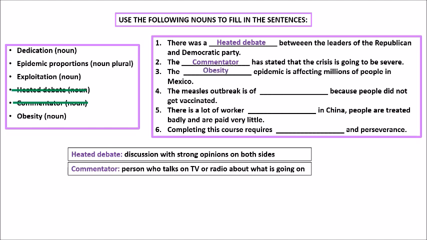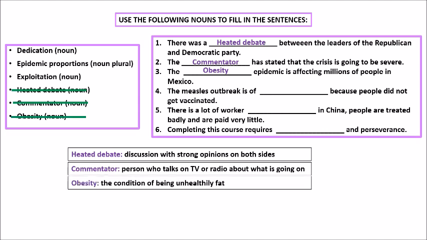Okay. Number 3, the obesity epidemic is affecting millions of people in Mexico. So we cross out obesity, and the definition is the condition of being unhealthily fat.